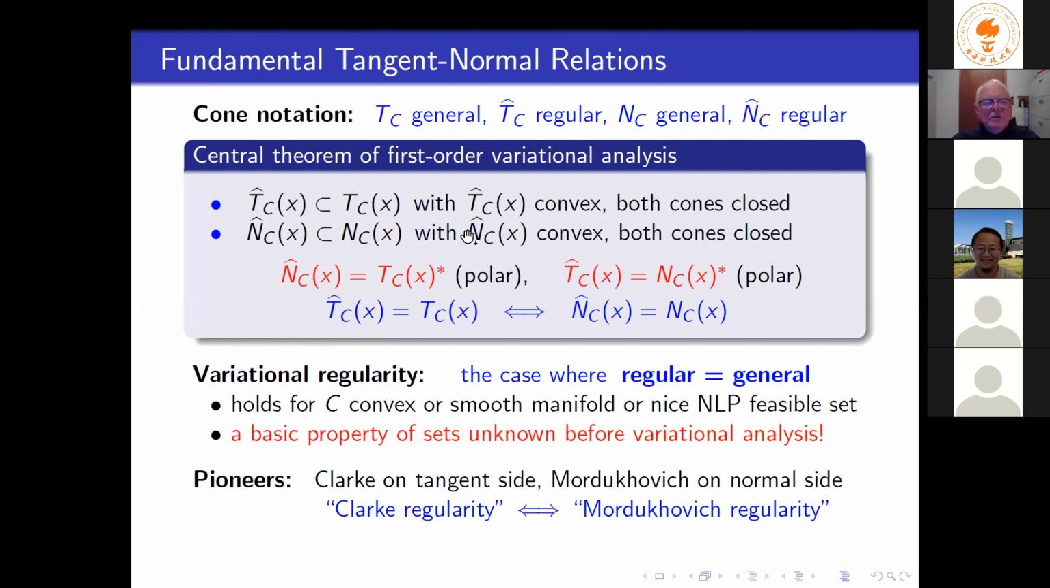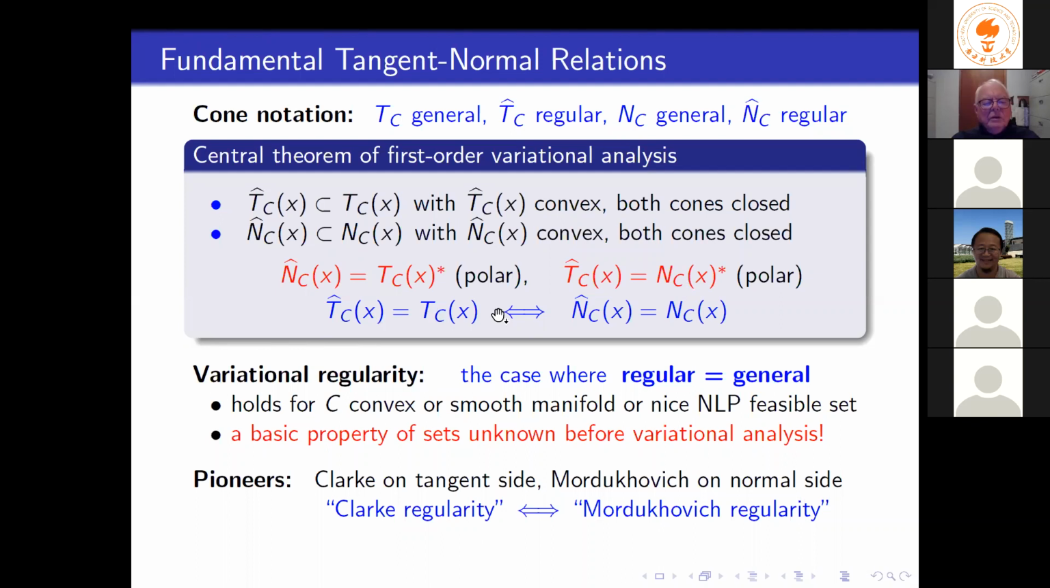But then, even more dramatically, we get this double polarity. So the regular cone is the polar of the general cone. But remember, it's not true that both cones are convex, only the regular ones are. So this is taking the polar of a non-convex cone. I get this regular normal cone, whereas the regular tangent cone is the polar of the general normal cone.